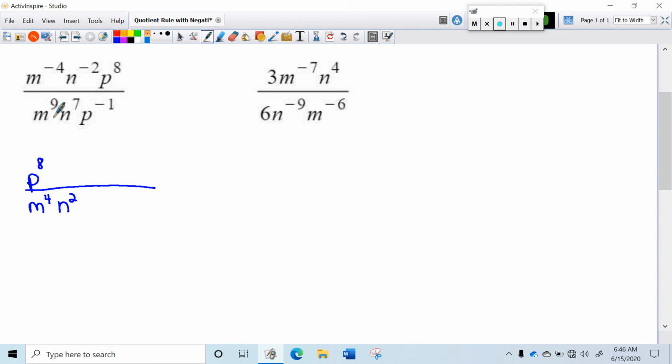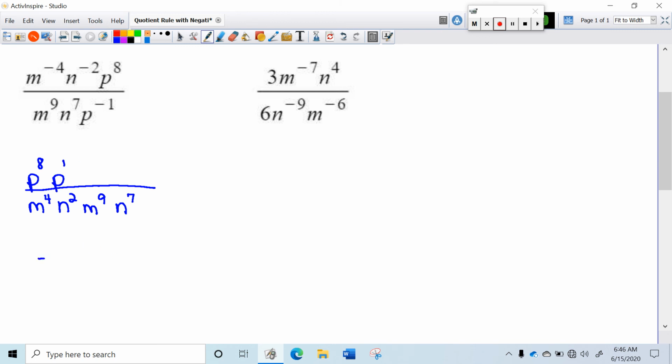In the denominator, m to the 9th is a positive exponent, so it stays where it's at. N to the 7th is positive, it stays where it's at. P to the negative 1, that has a negative exponent, you take it up top. Since it's on the bottom, you move it to the top.